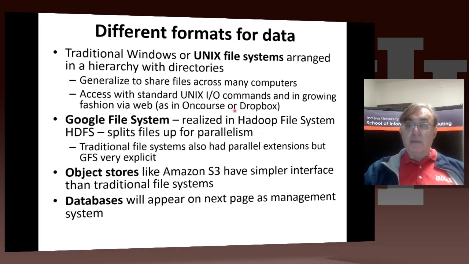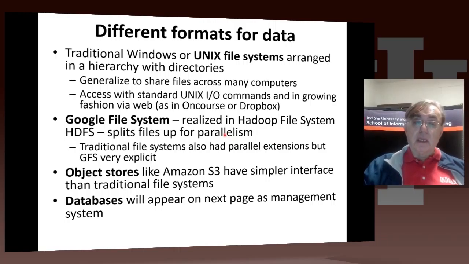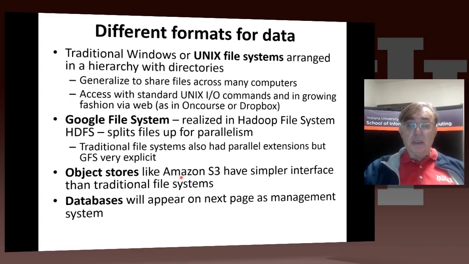And then we have the Apache Hadoop file system, where we have files split up so that each part of the file lives on a particular computer, and you hope to use that computer to process that part of the file. They also have replication for fault tolerance. Then we have object stores like Amazon S3 or Azure Blobs, which are designed to scale and have a simpler interface than traditional file systems. We could discuss databases here, but on a later slide, not the next slide, we'll discuss them as a management system.